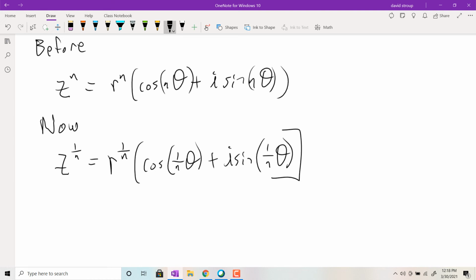And from here, we're going to get a bunch of answers, because we'll think of these as there being n of them, and the way you get them is by using the formula theta plus 2k pi over n.